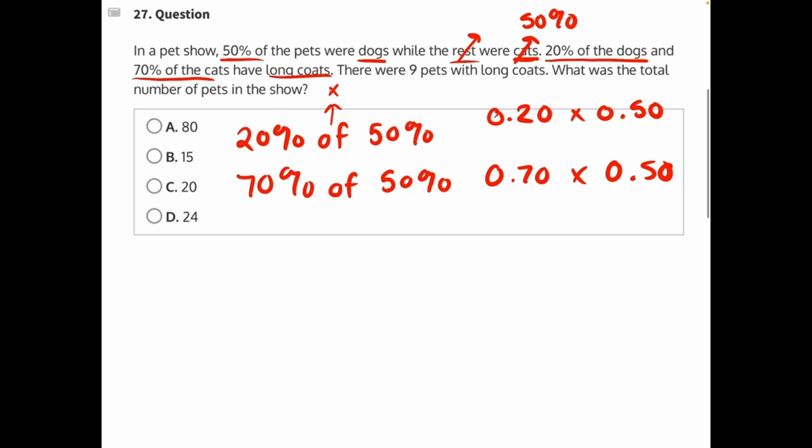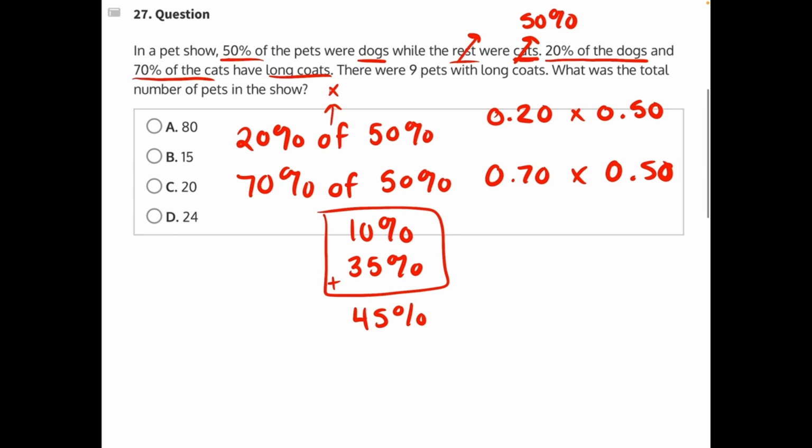You could also, to make it quicker, remember that 50% is half of something. So 50% of 20% would be 10%. And 50% of 70%, half of 70 is 35. So that's a bit of a quicker way to do it. Then we can combine these two percents, add them together to get 45%. And 45% represents the total amount of animals with long coats.